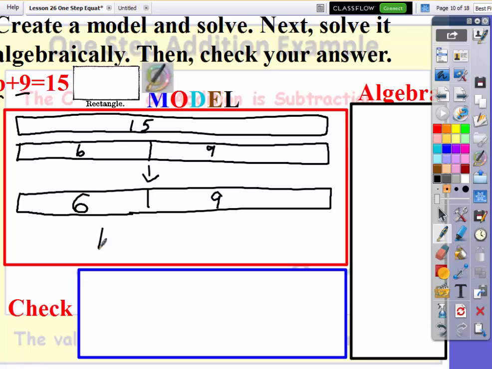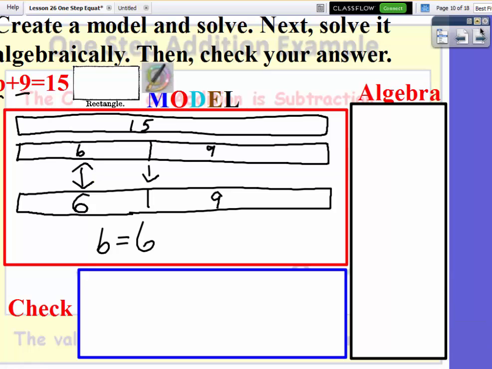That means B equals 6. And if I'm unsure, I can look and, hey, look, they're the same length as well. I'm going to solve it algebraically. So again, using my math, using that inverse, I have B plus 9 equals 15.